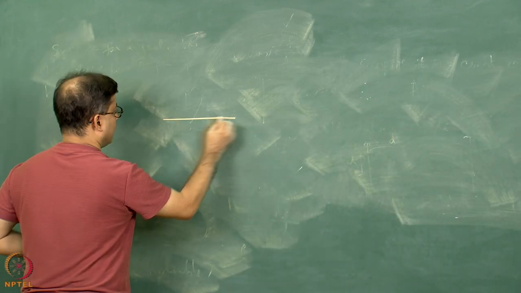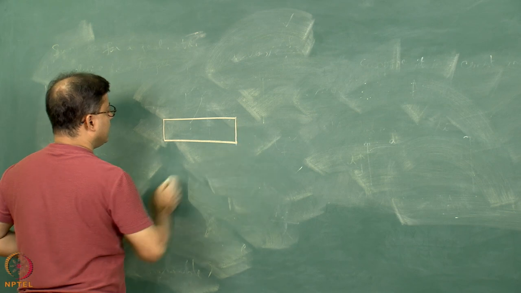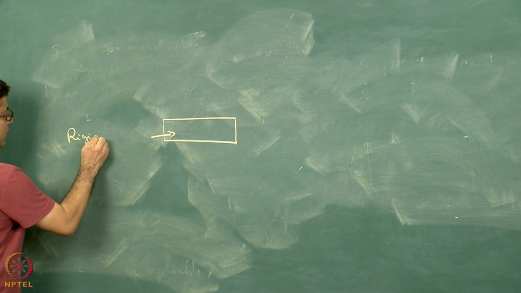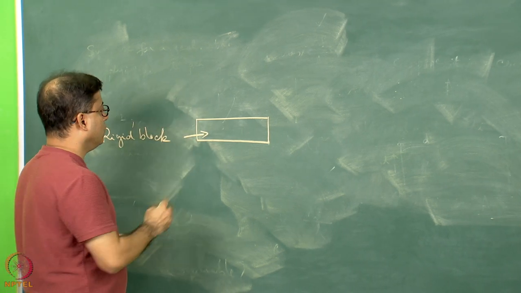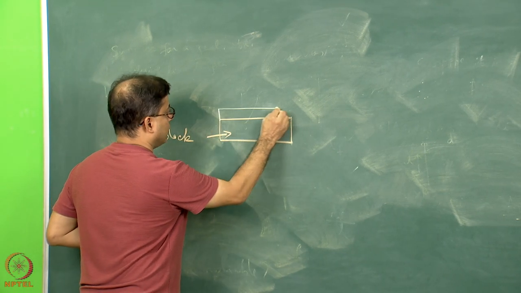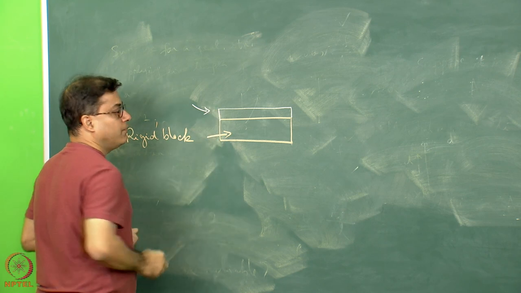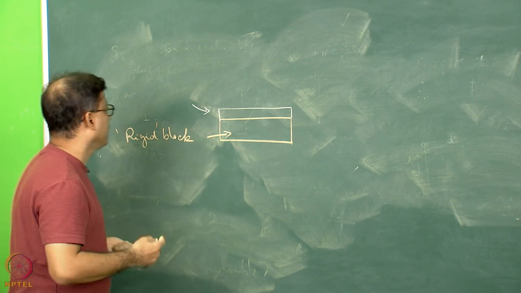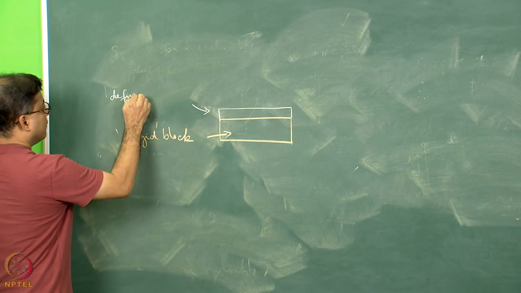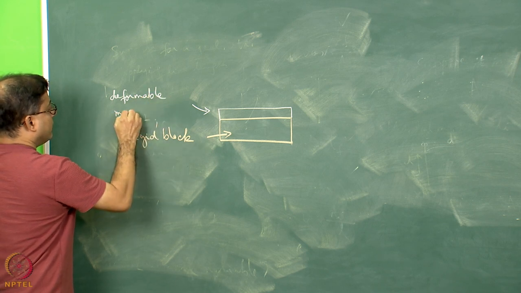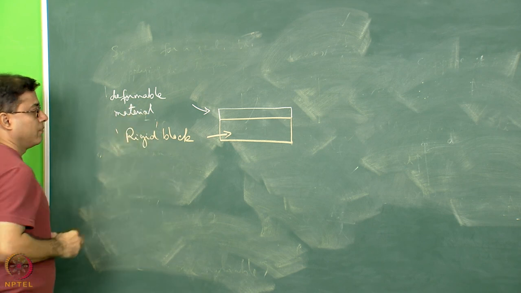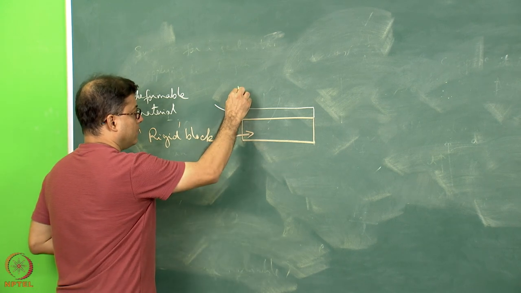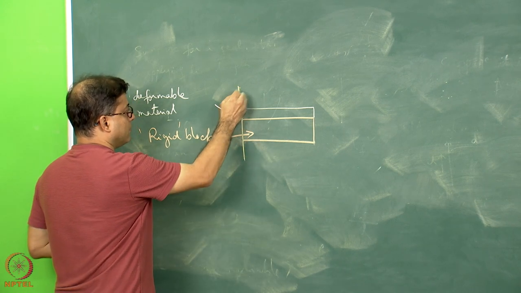Take an example, say this is a rigid block that does not undergo deformation easily. What is this? A rigid block, and over this there is deformable material. Maybe this is the basement hard rock and then there is sediment deposition at the top. So this I am considering to be a deformable material. Okay. Further assumptions, consider that here this boundary is also rigid.